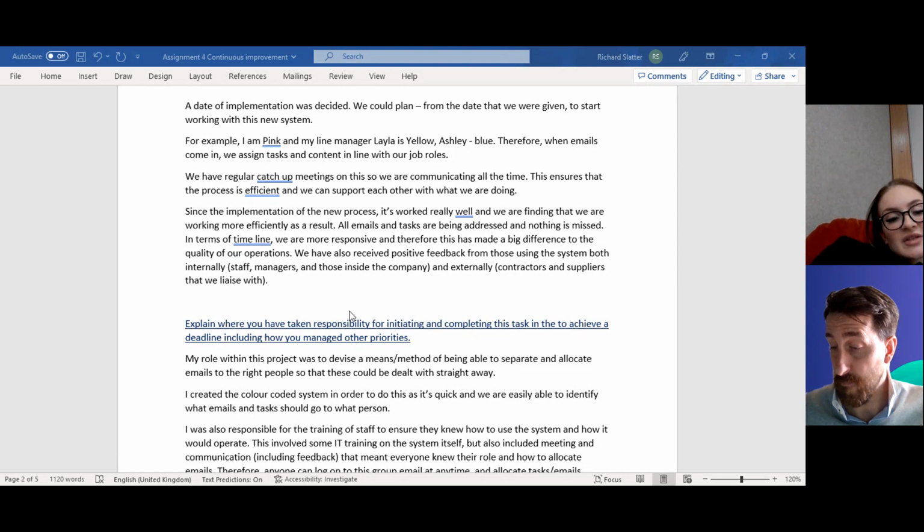A lot of operations have given us positive feedback from using the system. And we obviously use it both internally and externally. So not just with managers and people inside the company, we use it with suppliers and contractors and so on. So yeah, it's going really well. Okay, excellent.